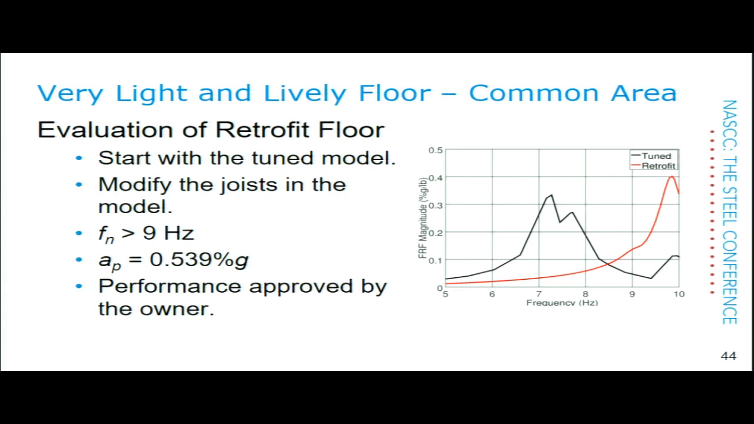Okay, so we start with a tuned model and method. We modified the joists in the model, and so we end up getting a natural frequency, or we have the FRF that you see on the right in red. The black is the tuned unretrofit, and on the right you have the retrofitted. It pushes the natural frequency way up, and the predicted peak sinusoidal acceleration is 0.539% g, which is near the limit. The owner accepted the performance of this. We couldn't get back in there to retest this because they didn't want to maybe open up another can of worms. They said, let's leave well enough alone and move on with our lives. Okay, so that's the end of that one.